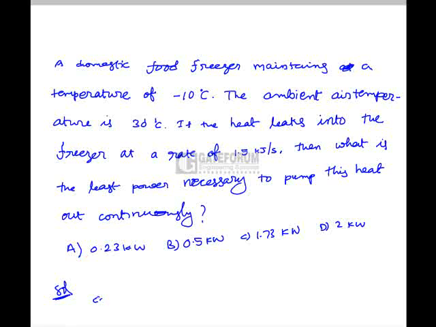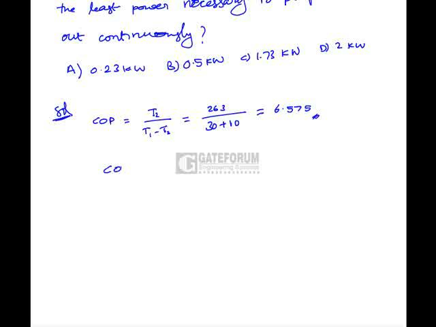So here the COP of the ideal refrigerator cycle is given by T2 by T1 minus T2, where T2 is the freezer temperature, that is minus 10 degrees centigrade, equal to 263 Kelvin, and T1 minus T2 is 30 minus of minus 10, that is 30 plus 10, which gives a value of 6.575. So this is the COP of the ideal refrigerator. From this formula we can find the minimum work input or minimum power required, which gives W minimum equal to refrigerating effect by COP.